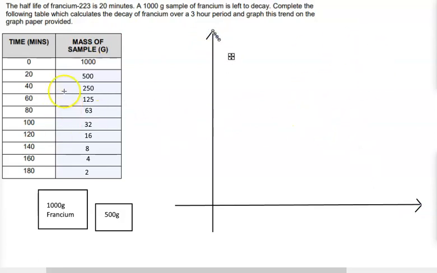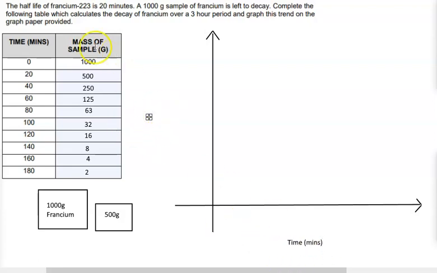The next thing we need to do is label the axes. So on the x-axis, we're measuring time. So time is nearly always on the x-axis, whatever you're graphing, because it isn't affected by anything. Time always just happens, and it's usually the other variable that changes. So we're measuring time in minutes. We always put the unit in brackets.